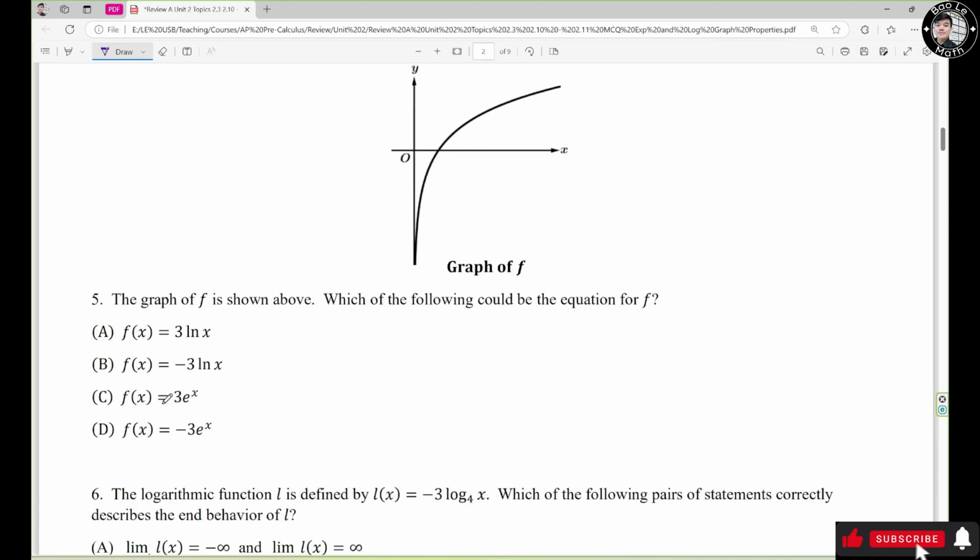Now let's move on to question 5. The graph of f is shown above. Which of the following could be the equation of f, right? We know that this is the graph of the logarithmic function, right? So we need to eliminate C and D, right? Now, this is the parent function of the logarithmic function, which means there is no reflection at all, right? So the answer must be A. If the answer is B, it should be something like this. Reflect over the x-axis because we have the negative side right here, right?